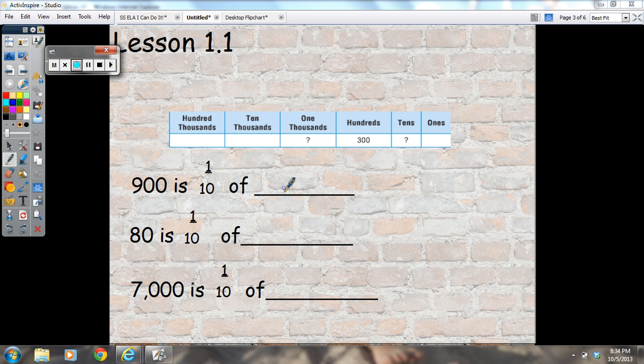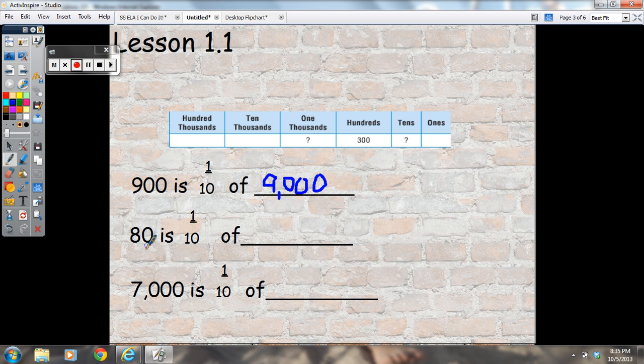Well, if 900 is 1/10 of this number, and I had the number 9,000, I take that 9,000 and I divide it by 10, I would get 900. So 900 is going to be 1/10 of 9,000. I'll show you another example here.